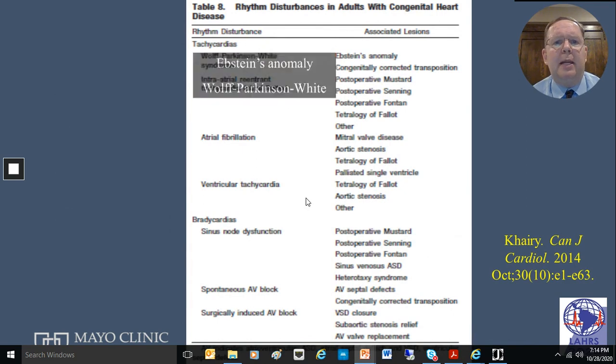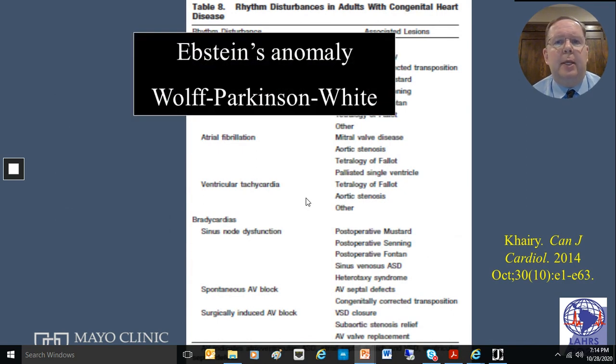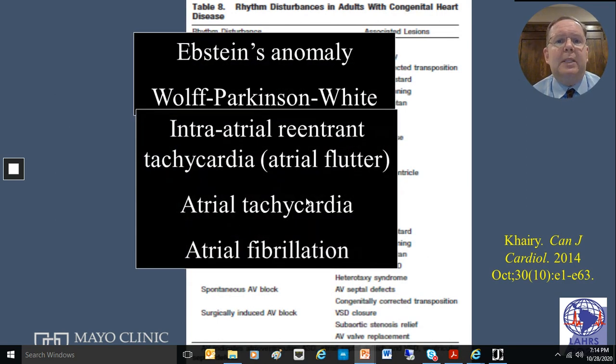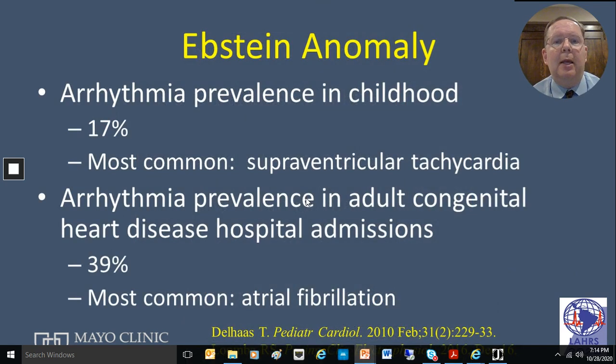So if you look at the main arrhythmias in Ebstein's, it's Wolff-Parkinson-White in addition to any type of atrial tachycardia with the dilation that you see in the atrium of these patients, intraatrial reentrant tachycardia or the so-called scar flutter, atrial tachycardia, and atrial fibrillation all may be seen both in the short term and long term in these patients. Ebstein's anomaly has a relatively high incidence of arrhythmias.